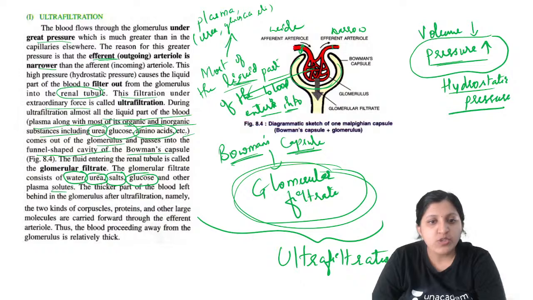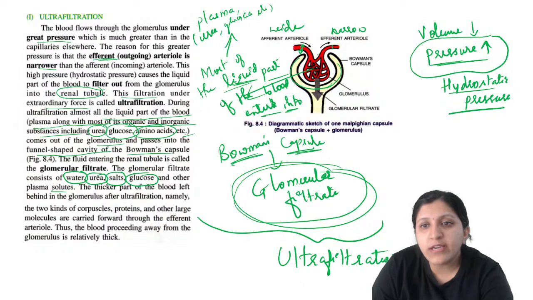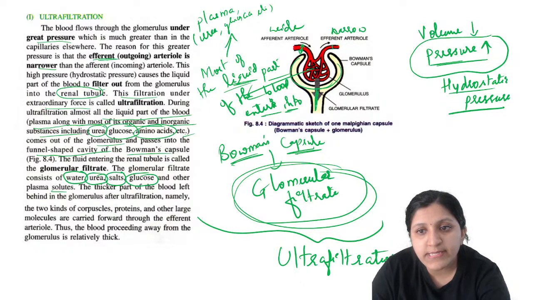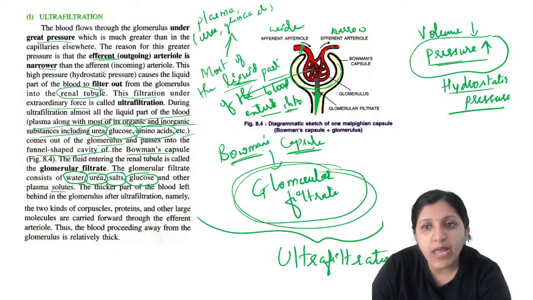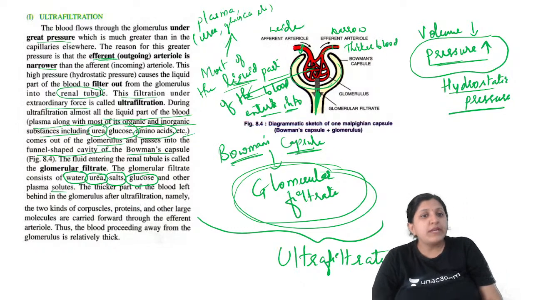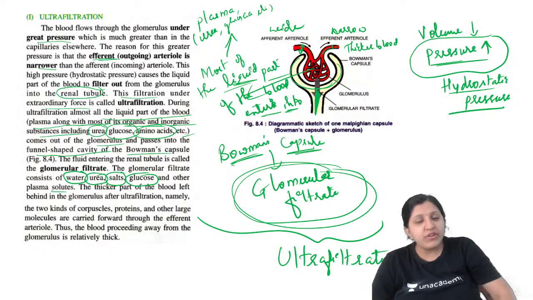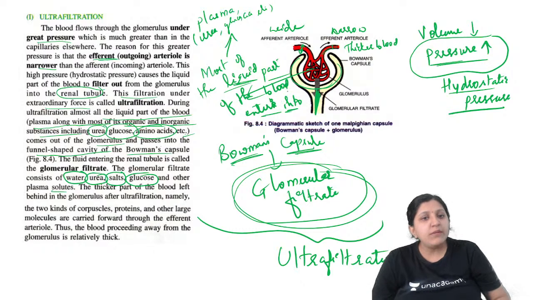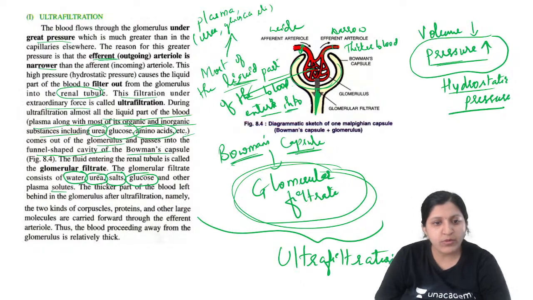So the thicker part of the blood remains, since most of the liquid part is entering over here. The blood which is leaving after the ultrafiltration will be thicker blood.